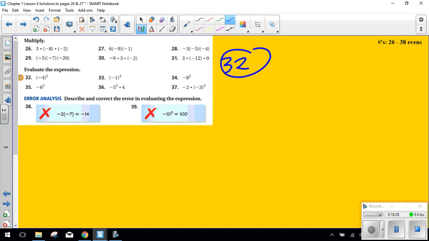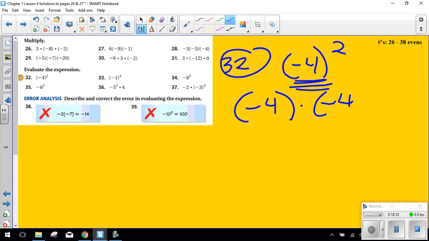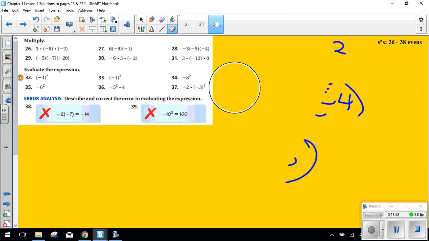For 32, we have in parentheses -4 to the second power. What this means in expanded form is 2 of this entire parenthesis. So -4 times -4, which equals 16. If you put negative, that's not correct because I want this entire parenthesis twice. Actually, it transitions nicely. Let's take a look at 34.